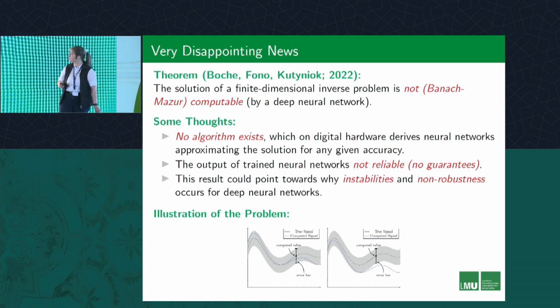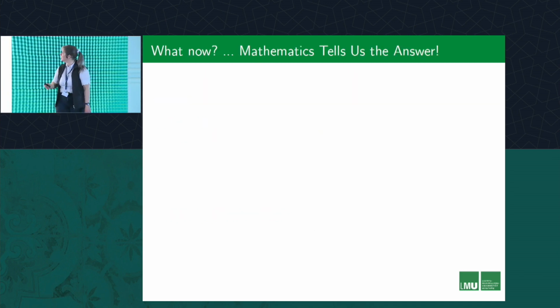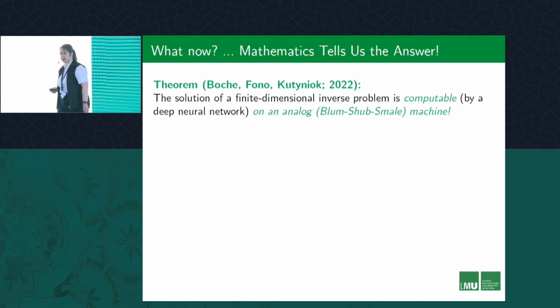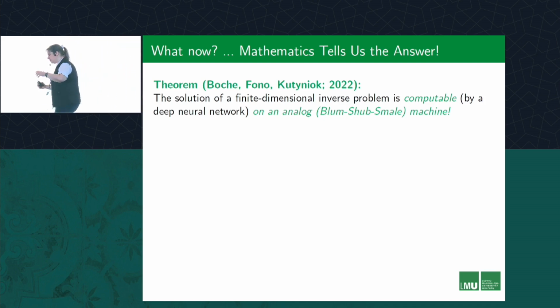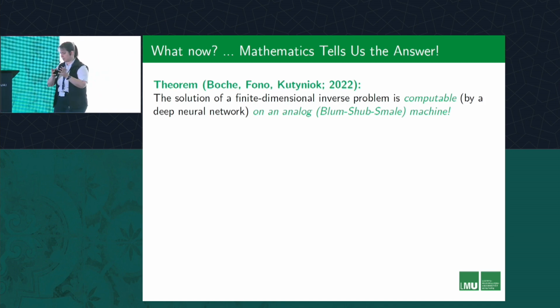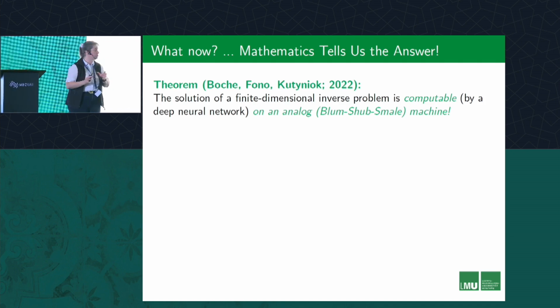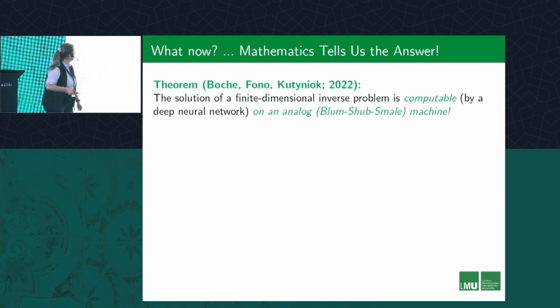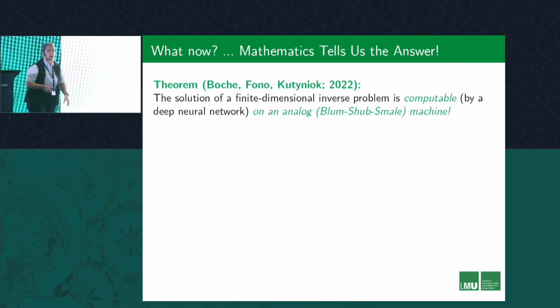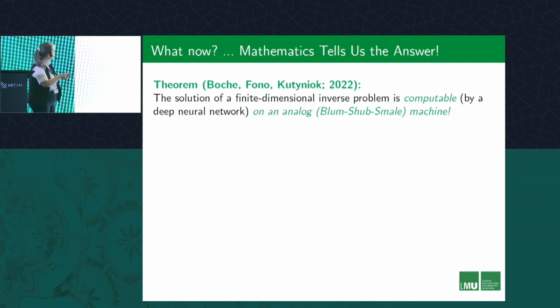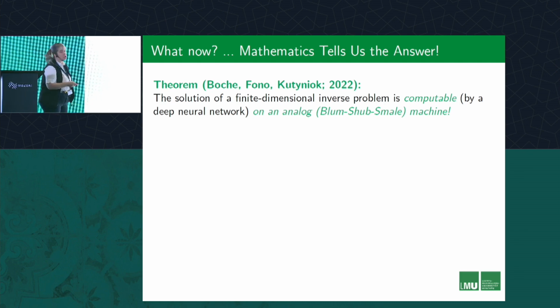So is there a way out? Well, mathematics tells us the answer. What we could show is that for analog hardware, and according to Turing machines, there's also an analog model, which is a Blum-Shub-Smale machine. There, suddenly things become computable. So the solution of finite dimensional inverse problems is computable on such an analog machine.